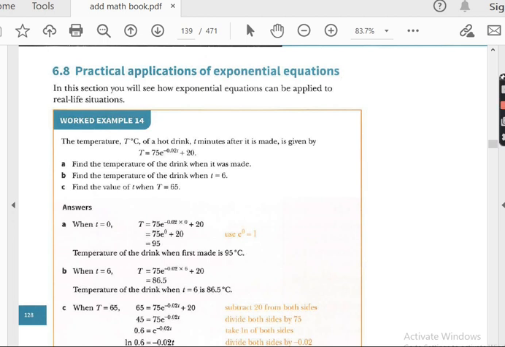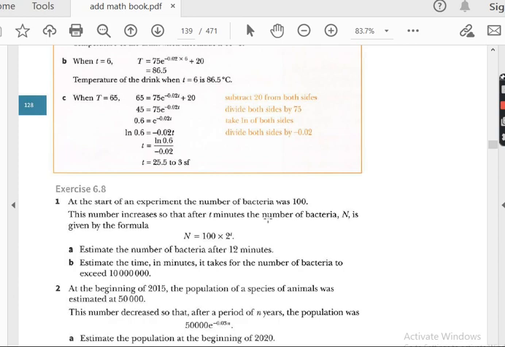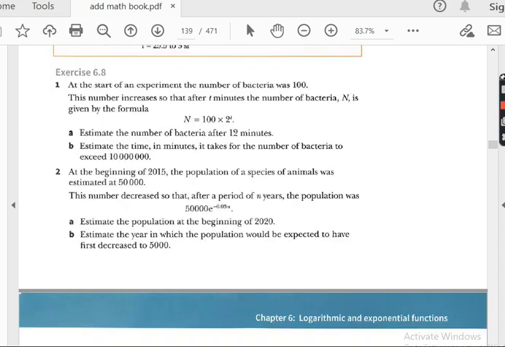The topic of exercise 6.8, you can see on the screen: practical applications of exponential equations. Practical applications means uses of logarithm and exponential functions in different subjects like physics, chemistry, biology and others. So math helps each and every subject. So I am starting exercise 6.8. Let's start question number 1.